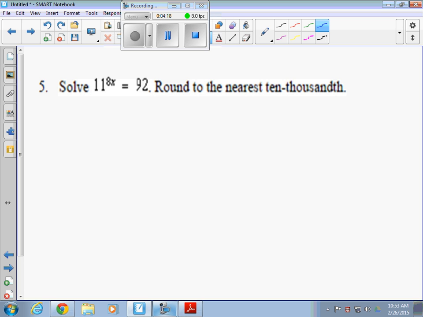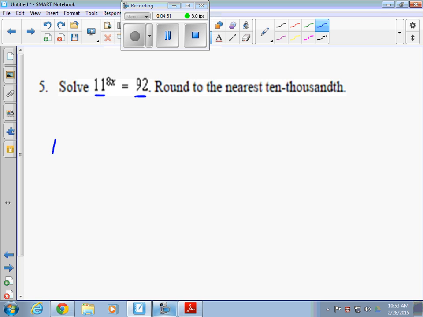Number 5 says to solve 11 to the 8x power is equal to 92, round to the nearest 10,000th. Before we went on a Mardi Gras break, we talked about changing bases. There are no bases that we're actually going to change in use different exponents, different powers of those on this test. We'll do that on the next test. But since we can't change 11 and 92 into the same base, then we have to take the logarithm of that first one to get 8x by itself.